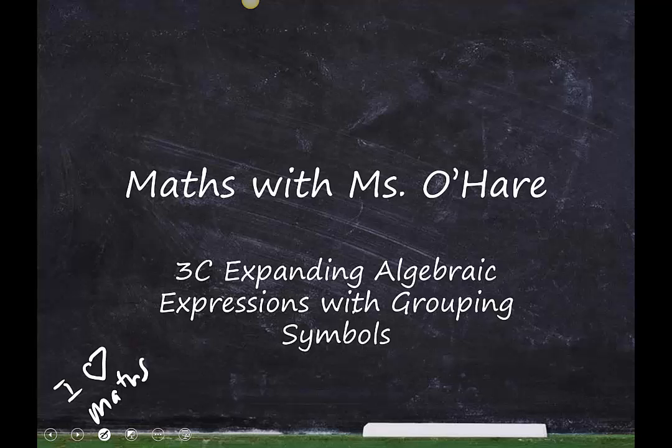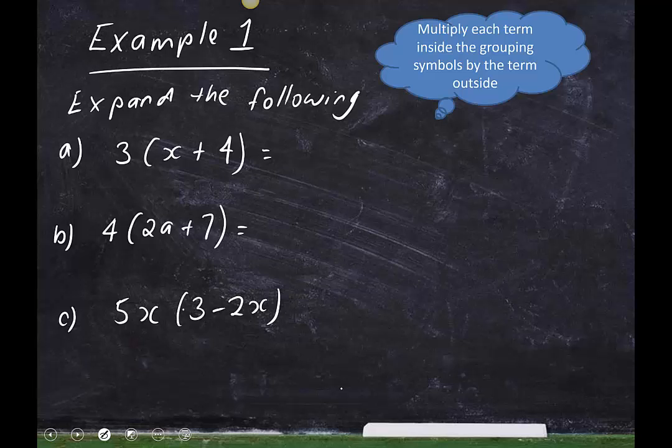Expanding algebraic expressions with grouping symbols. When we expand algebraic terms, we have the first one, a, which is 3 outside of x plus 4. When the 3 and the bracket are touching each other, what that really means is 3 times everything in the brackets. We're going to go 3 times x and 3 times 4. 3 times x is 3x and 3 times 4 is 12. So we write plus 12 down.